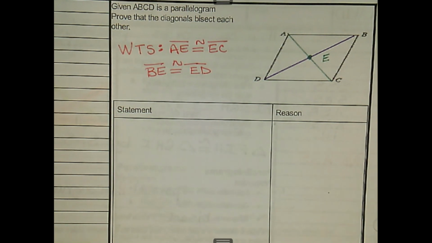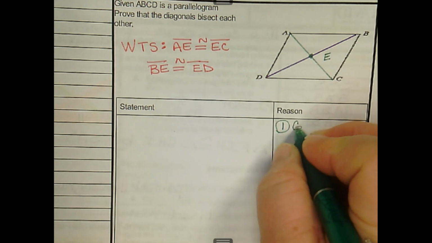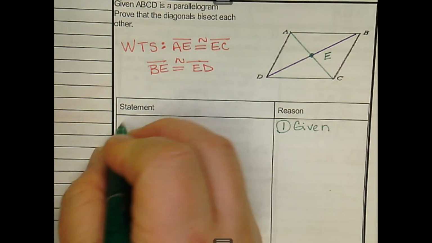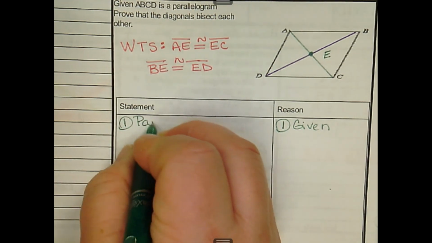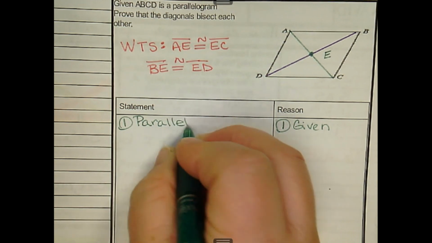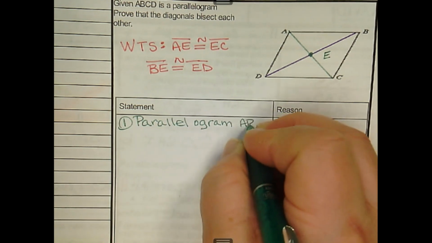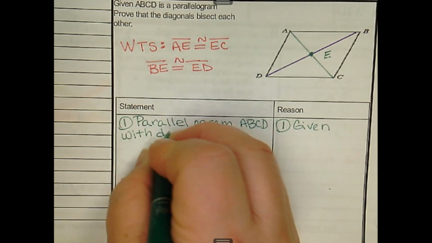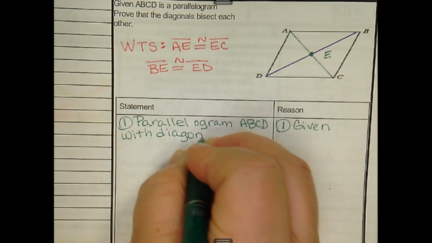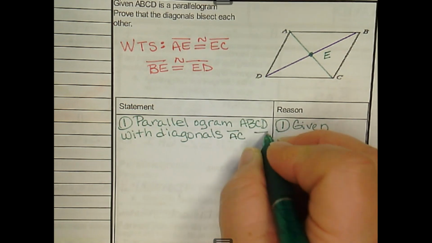What is our first statement? 99% of the time we use the given information. Parallelogram ABCD with diagonals AC and BD.